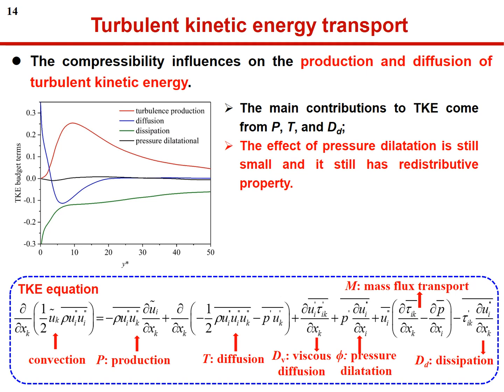The figure gives the turbulent budget in channel turbulence. The main contribution to TKE came from the production term, diffusion term, and the dissipation term. The effect of pressure dilatation is still small, and it still has redistributive property. This is useful to develop turbulence models.